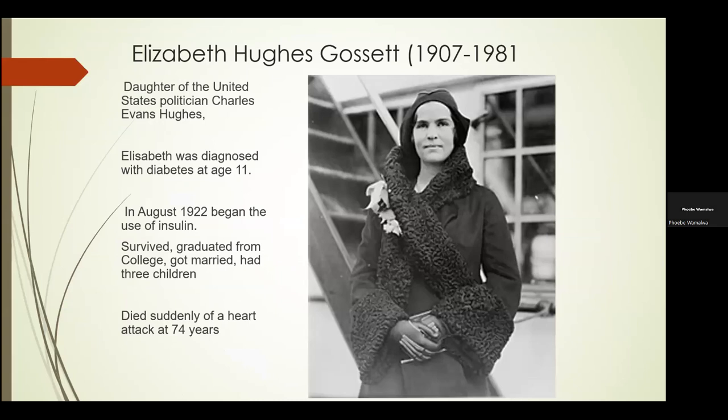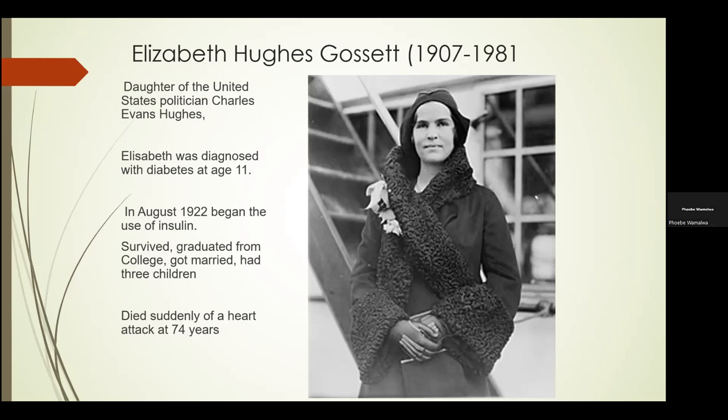Elizabeth was diagnosed with diabetes at the age of 11. In August 1922, she was started on insulin, the impure form from the dog's pancreas. She survived, graduated from college, got married with 3 children, and she died suddenly of a heart attack at 74 years.